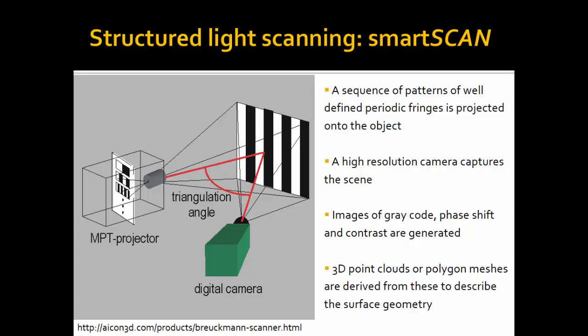These scanners, the structured light scanners, are the most precise, the most accurate optical 3D documentation system. They're also the most expensive. Most of our 3D data was generated using one of those structured light scanning systems built by the German company Brookman Icon.